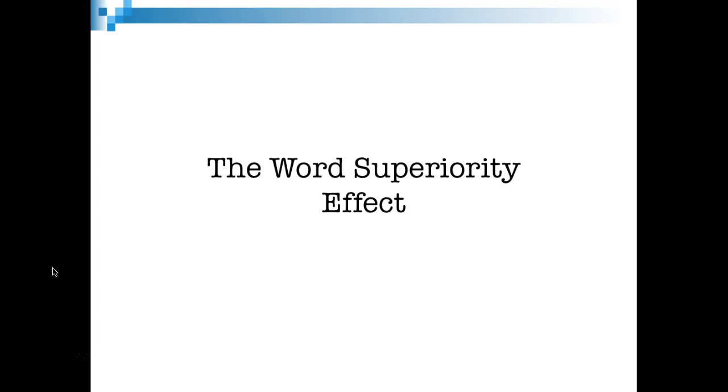B-L-A-T is not a word. Actually, it might be a word, but let's just say it's not a word. B-L-A-T, not a word. But it's a legal English spelling. B-L-X-T is not. So indeed, T would be easier to identify in blat as opposed to blixt.